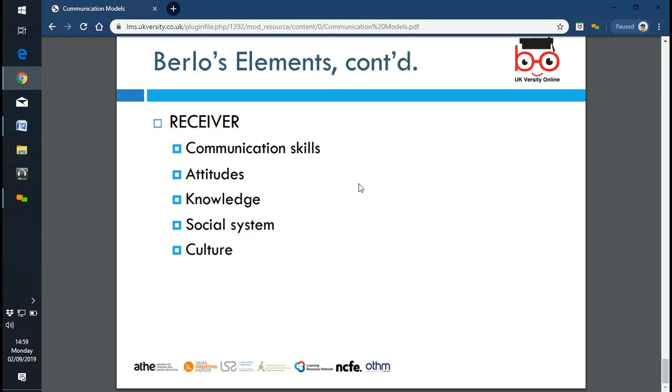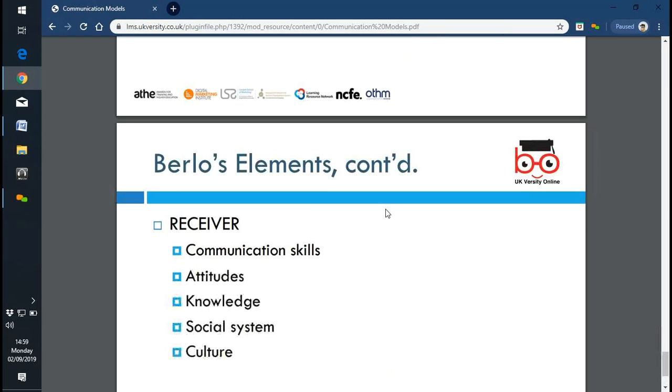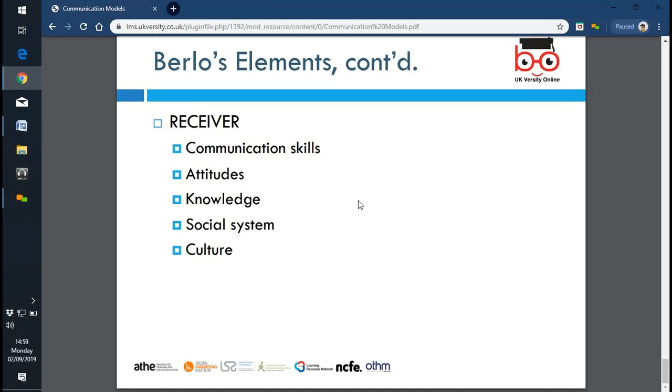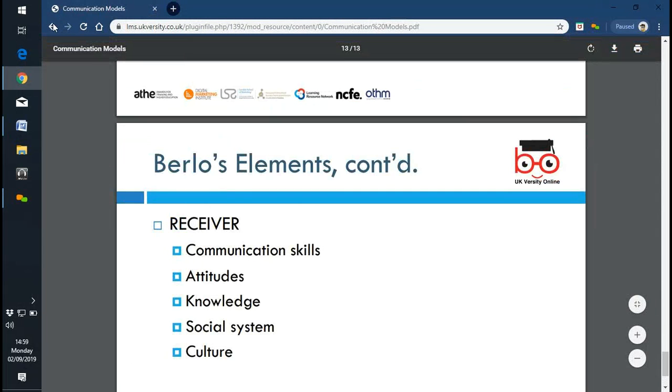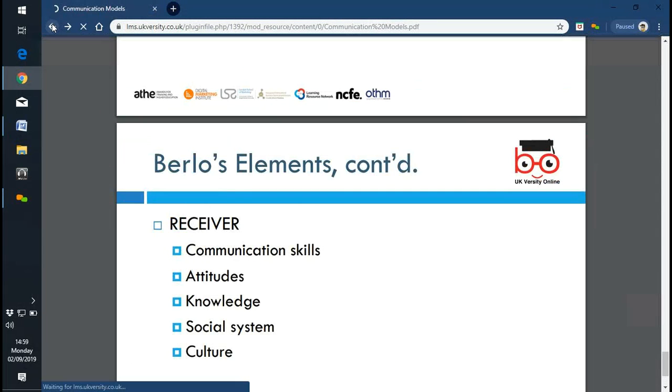So the receiver is just in the same position. The communication skills of the receiver, the attitude of the receiver, the understanding and knowledge, the system and culture, of course, remain the same for both. So it's got to be a system of communication that both people understand and have knowledge of. So that was elements of communication.